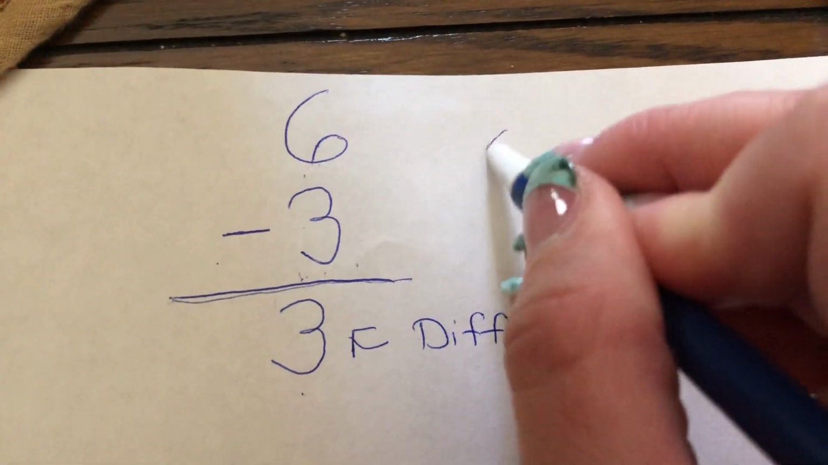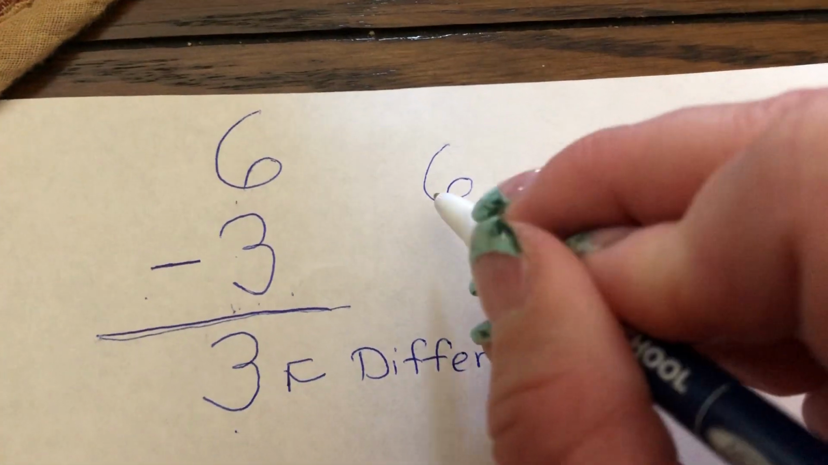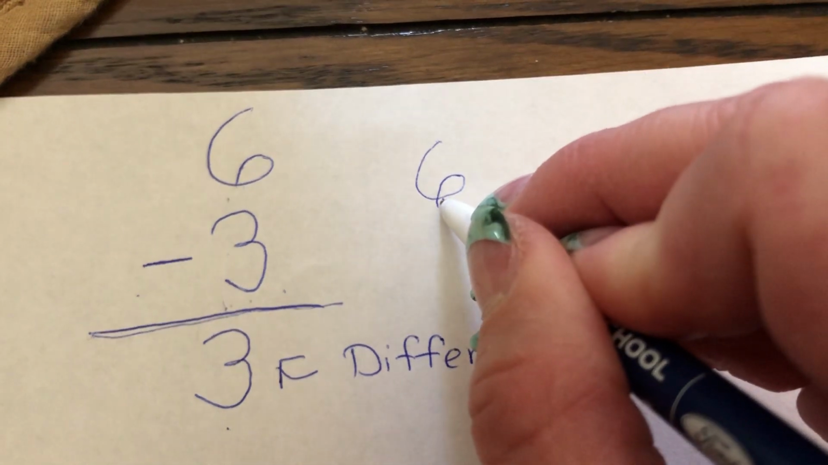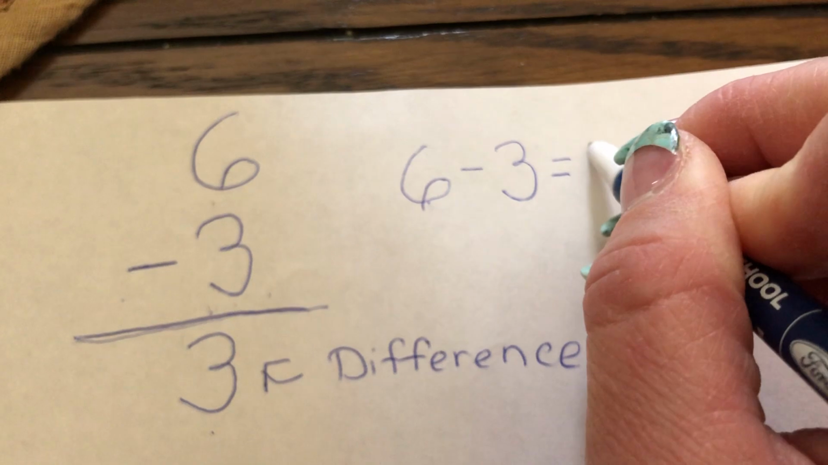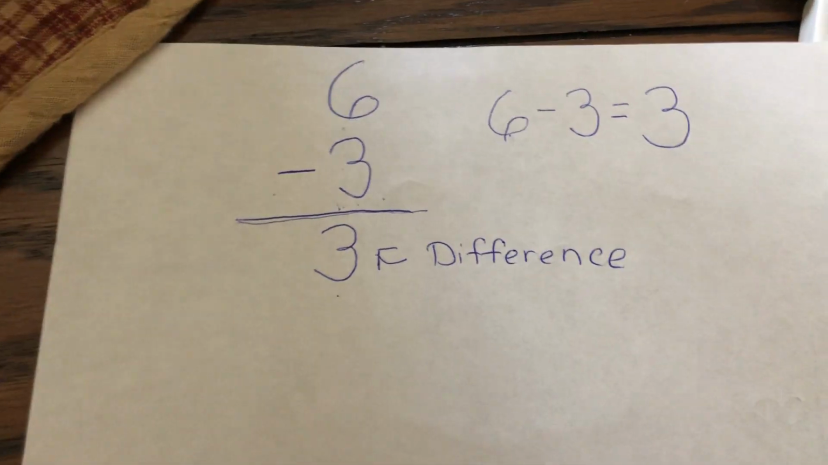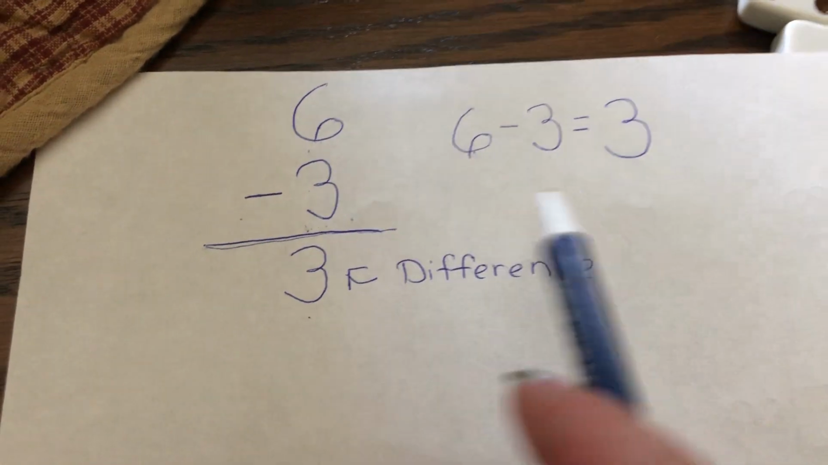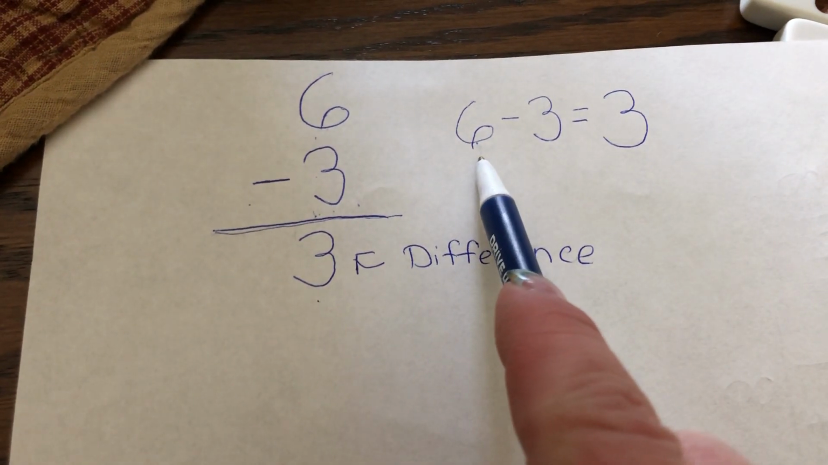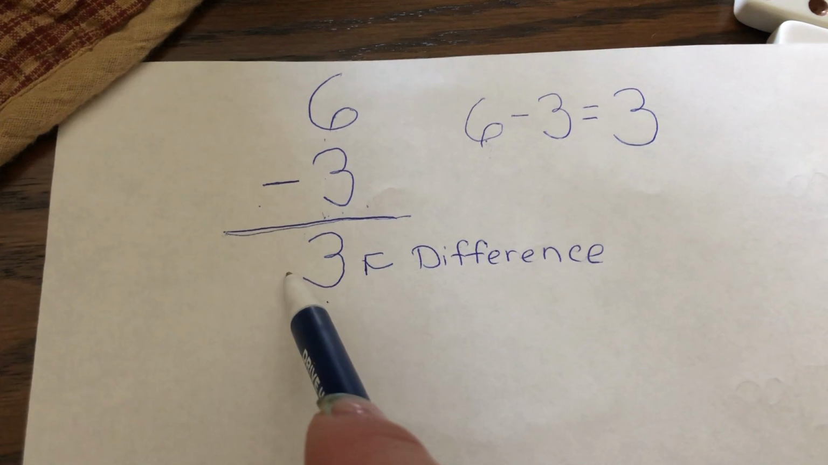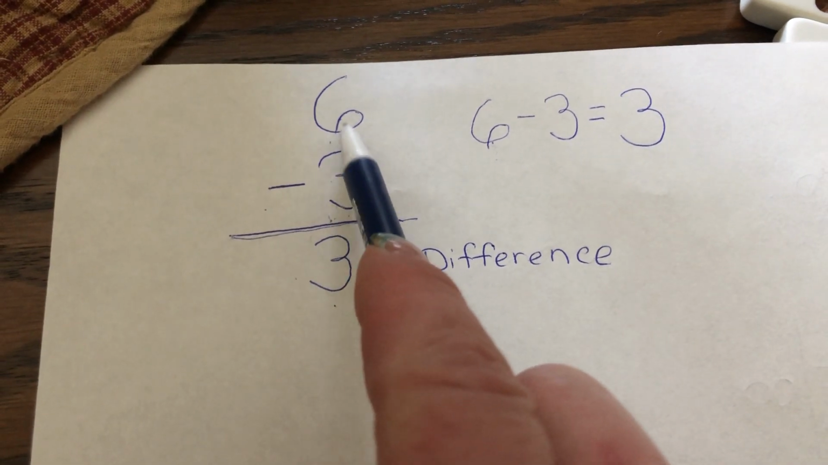If you're writing it sideways, it would look like this. Again, you start with your 6 because that's the bigger number. 6 minus 3 equals 3. So no matter what you do in subtraction, you always start with a big number first. So if you're doing it up and down like this, the big number is on the top.